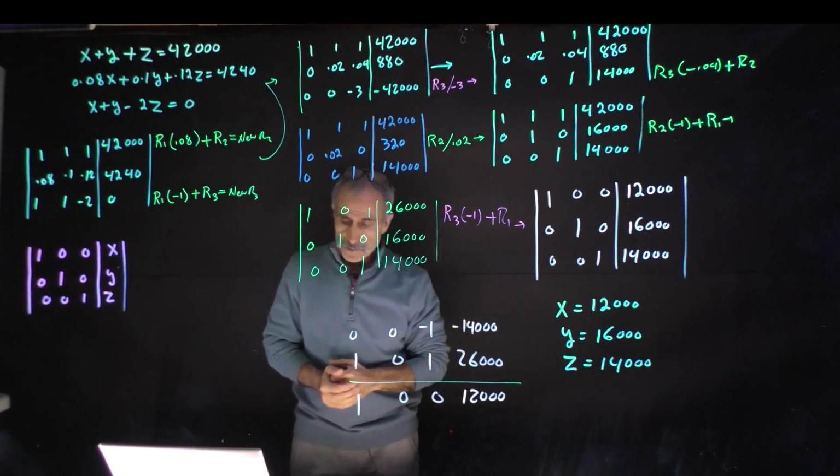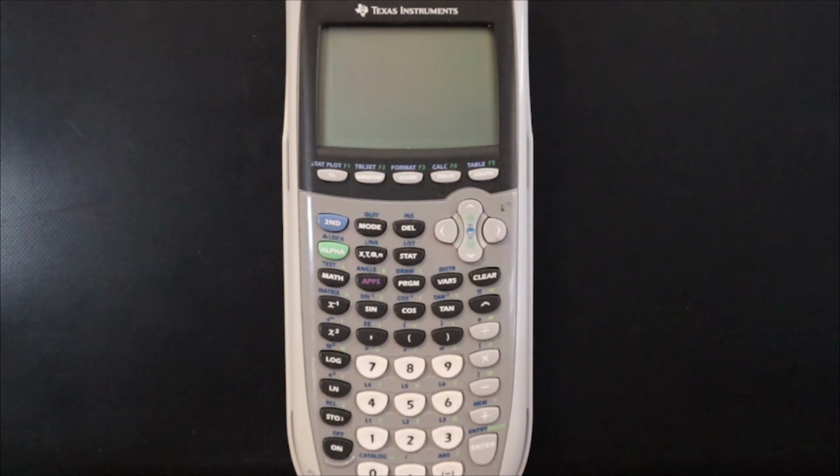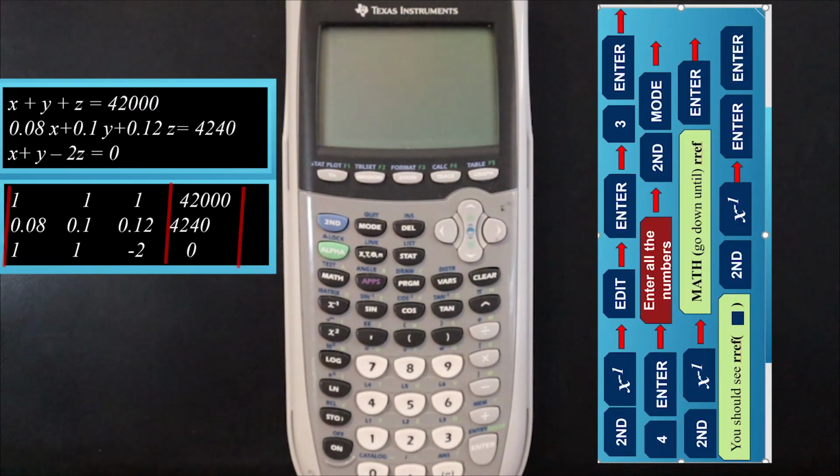Okay, let's go ahead and do the same thing using the TI-84 calculator. Once you turn on your calculator, clear out the memory if you want. And the first thing we're going to do, we're going to look at what I have on the writing and copy and paste that, so you can follow that.